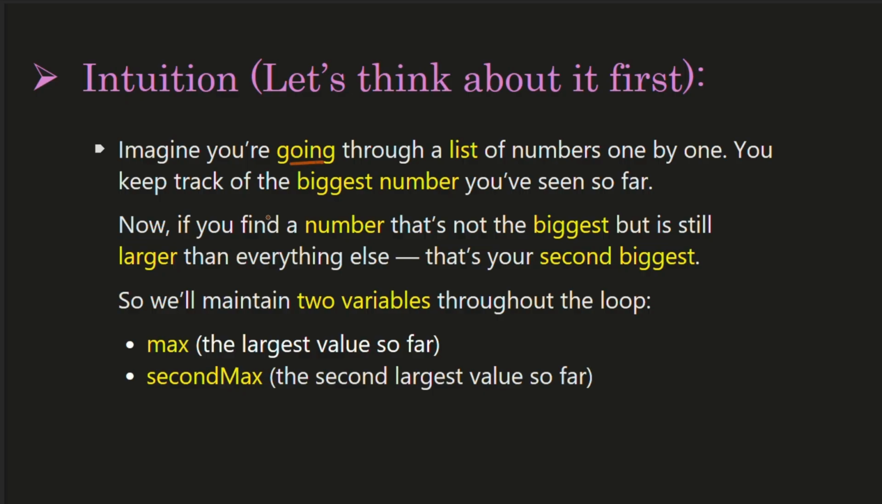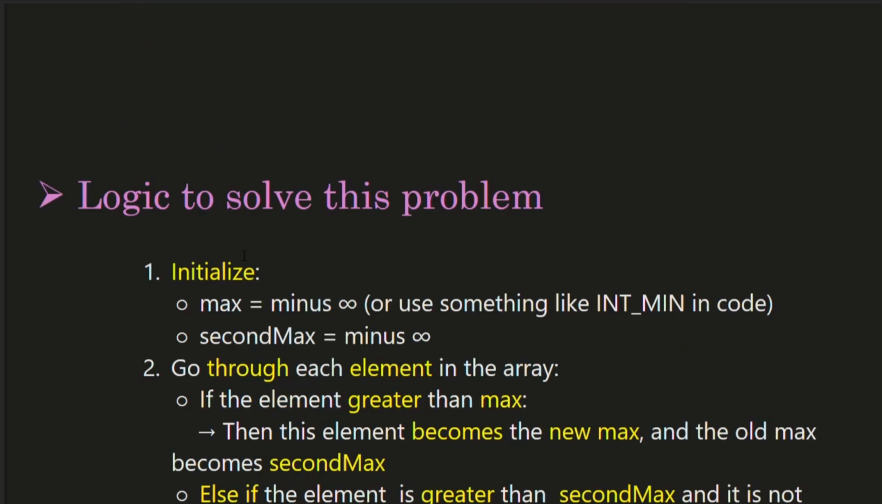Okay, imagine you're going through a list of numbers one by one. You keep track of the biggest number you've seen so far. Now, if you find a number that's not the biggest, but is still larger than everything else, that's your second biggest. So we'll maintain 2 variables throughout the loop. Max variable, which is the largest value so far. Second max variable, the second largest value so far.